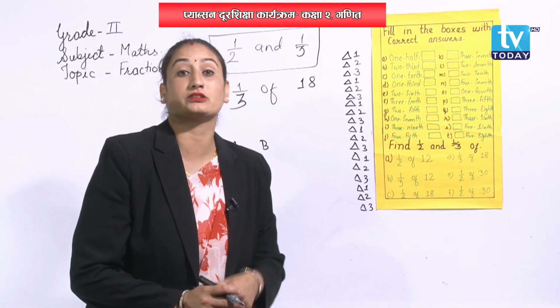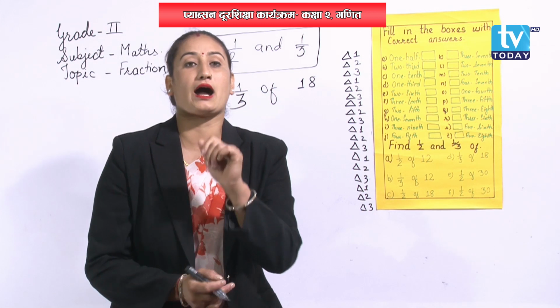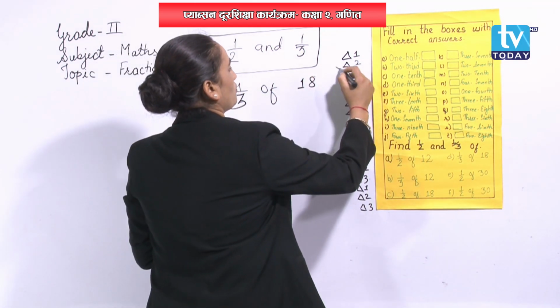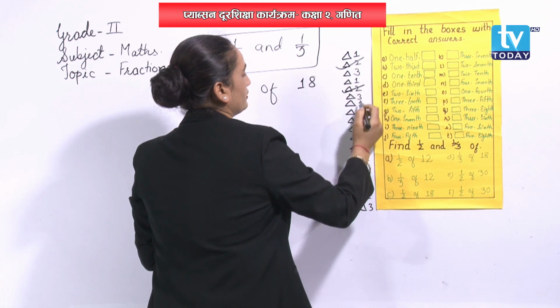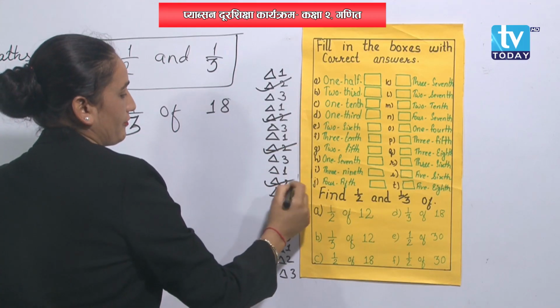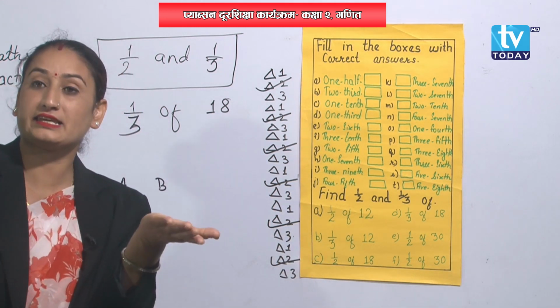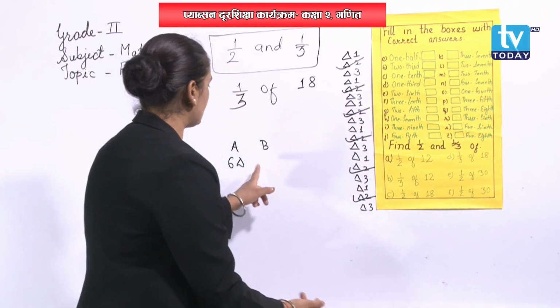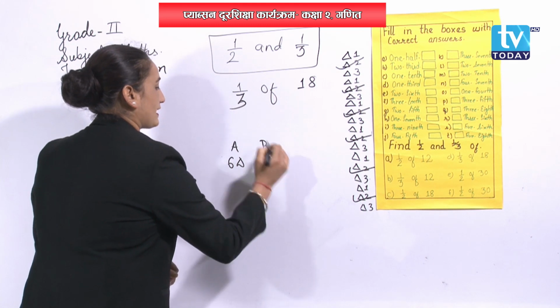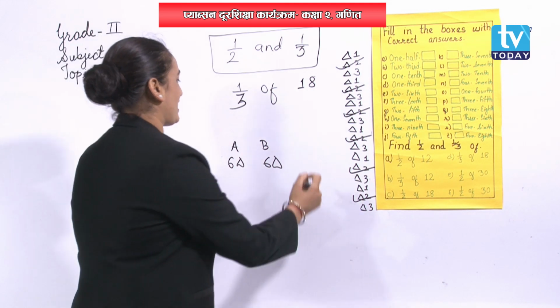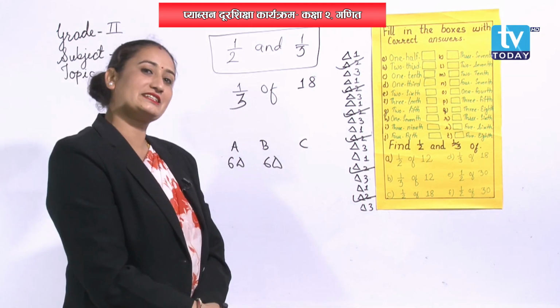So let's count the number 2. How many number 2s are there? Can you see? 1, 2, 3, 4, 5, 6. See, group 2 is also getting 6 triangles. Yes. Okay, now group C's turn.